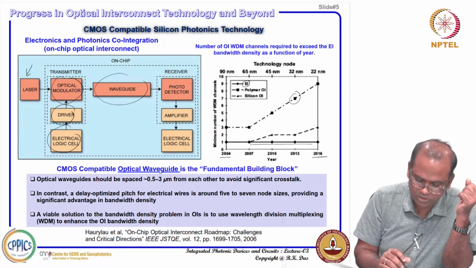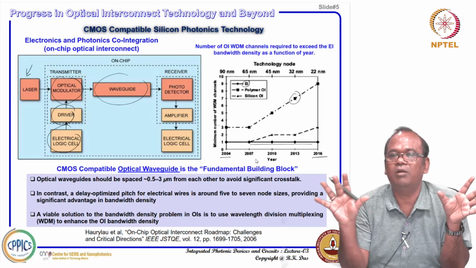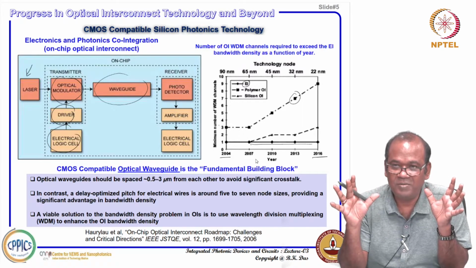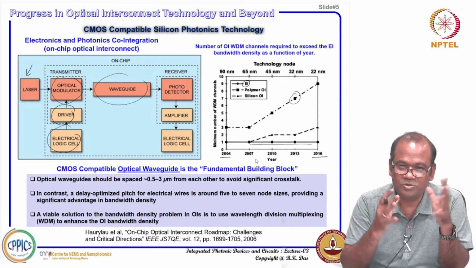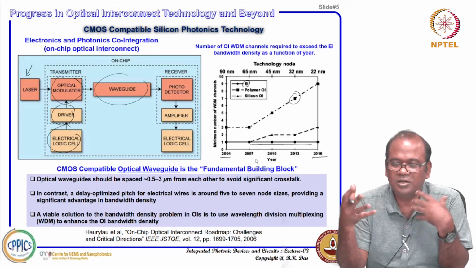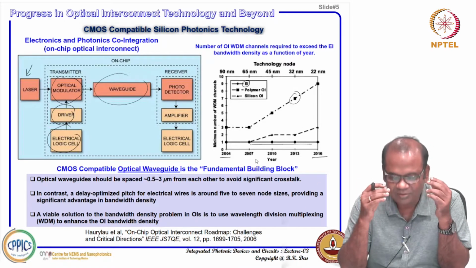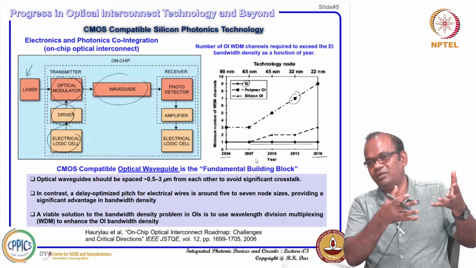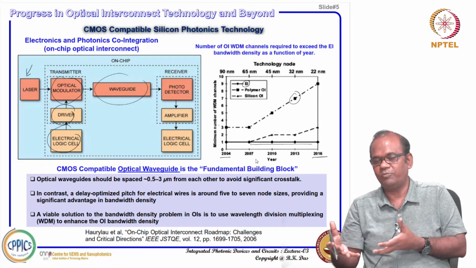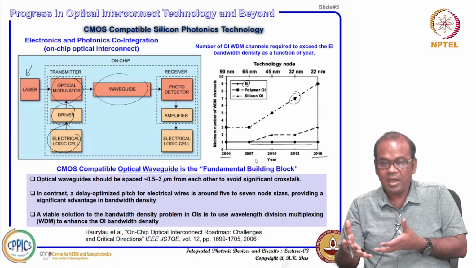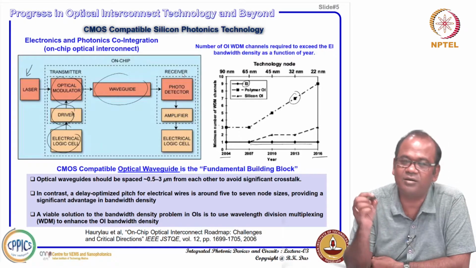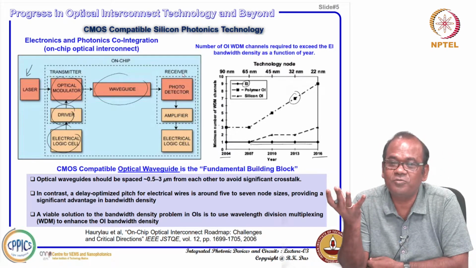So, CMOS compatible optical waveguide is the fundamental building block. CMOS means complementary metal oxide semiconductor. For example, I have shown a CMOS inverter circuit for logic operations. When an IC is demonstrated, it is fabricated at wafer scale by developing different fabrication processes. If the same fabrication process can be used to demonstrate the optical modulator, waveguide, photodetector, etc., then your fabrication cost will be reduced.